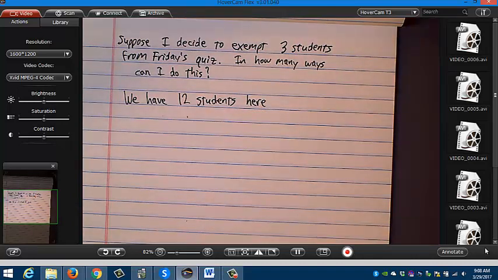So one way I could do it is I could just say, okay, line up, right? Then I'll just take the first three. I'll take the last three. They were my volunteers, right? How many different ways could we choose 3 students that way?